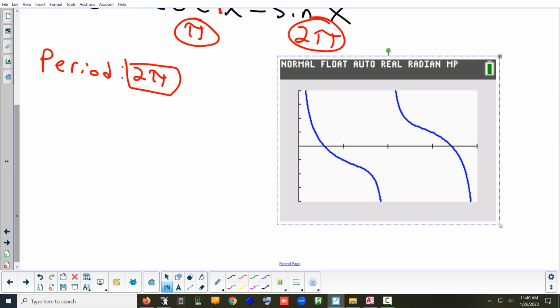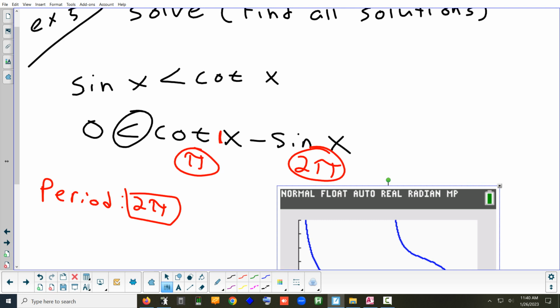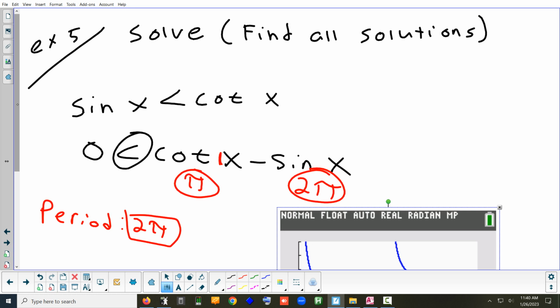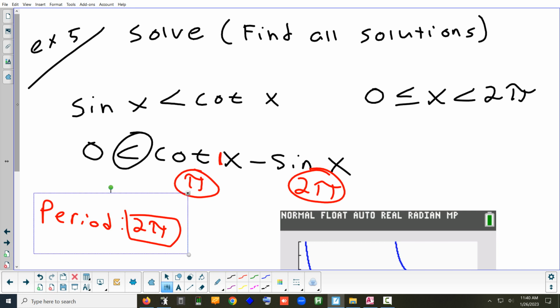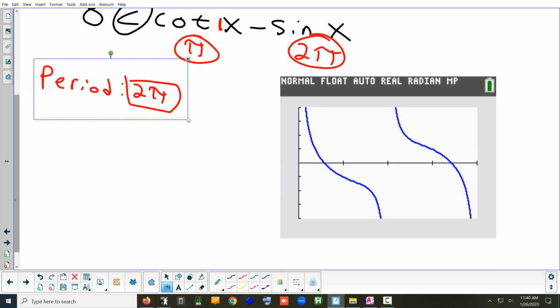All right, so we want to figure out where it's below the axis. Not equal, strictly below. And we're going to find all solutions in the window from 0 to 2 pi. That's the window we just set based on this number. How many sections are below the x-axis? 2. This one. Don't include it. And this one.